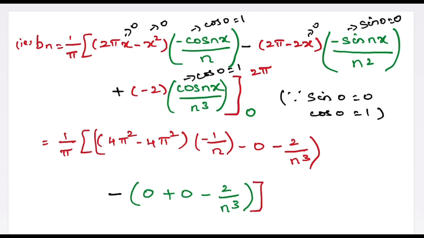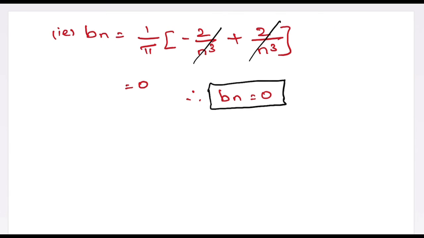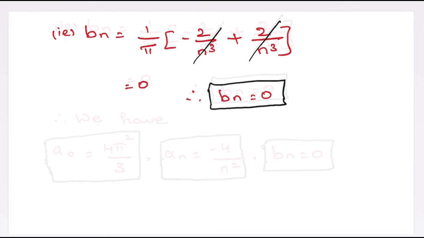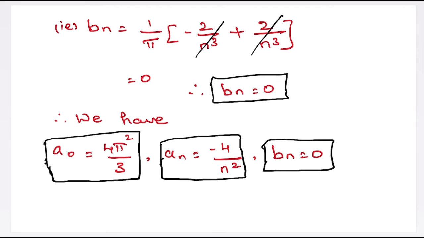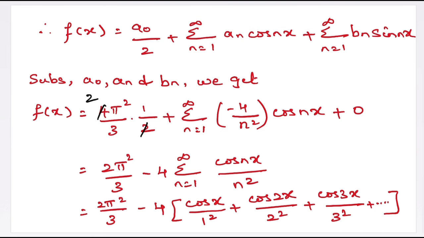And second term is equal to 0 since sin 0 is equal to 0. And third term is equal to minus 2 by n cube since cos 0 is equal to 1. After simplifying we get Bn is equal to 0. Therefore our a0 is equal to 4 pi square by 3, an is equal to minus 4 by n square and Bn is equal to 0.